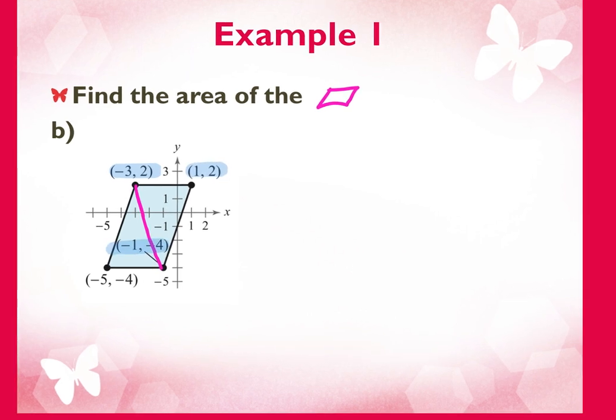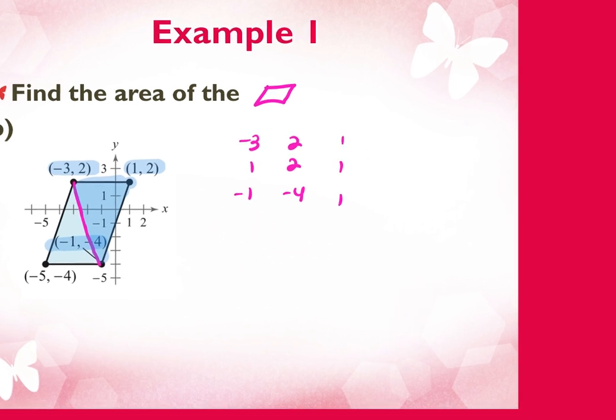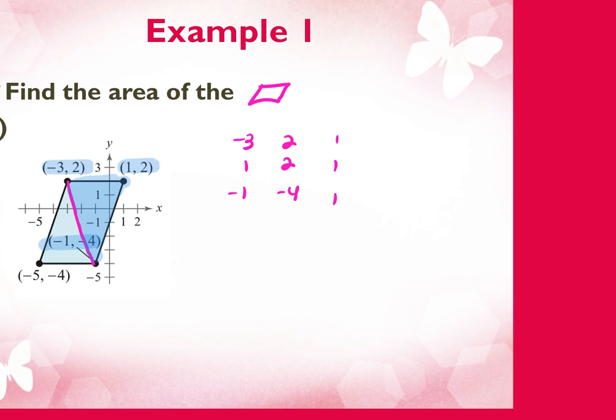And then I'm going to find the area of that triangle by doing what we just did, and then I'm going to double it. So negative 3, 2, 1, 2, negative 1, negative 4. Fill the last column with ones. Duplicate the first two columns. Multiply down these diagonals first. Negative 3 times 2 is negative 6 times 1, negative 6, plus 2 times 1 times negative 1, negative 2, plus 1 times 1 times negative 4, negative 4. Negative 6 minus 2 is negative 8, minus 4 is negative 12.